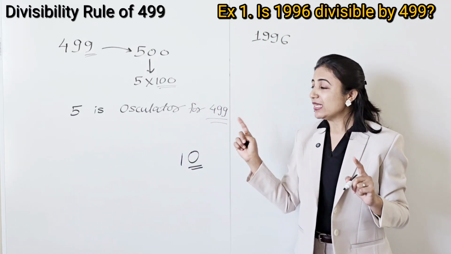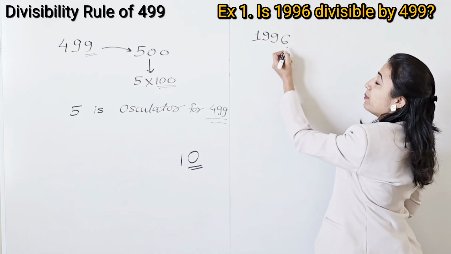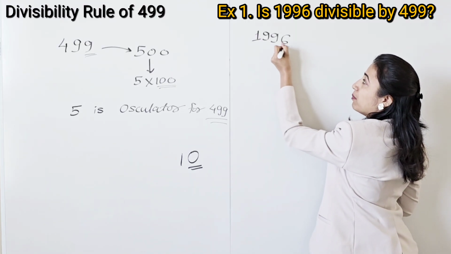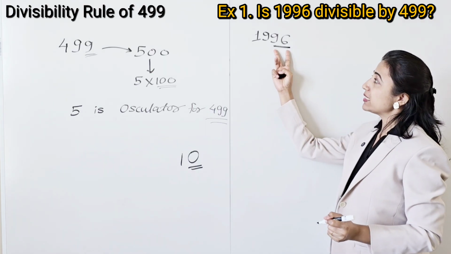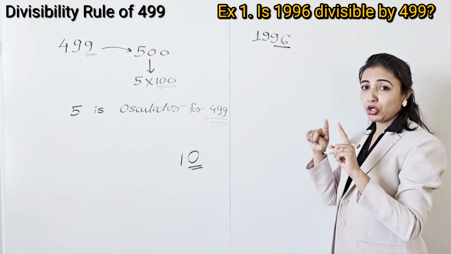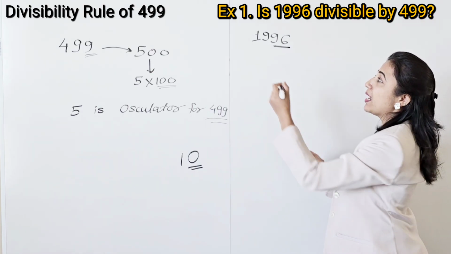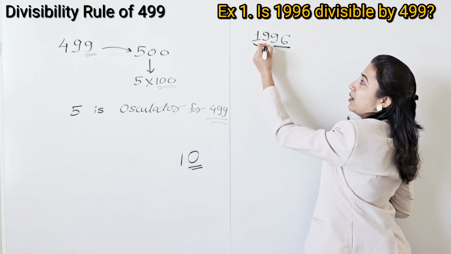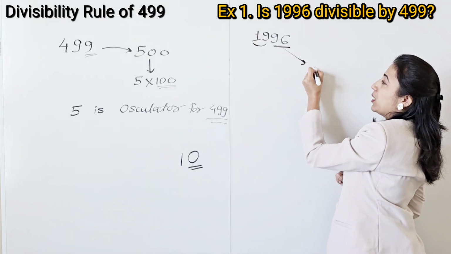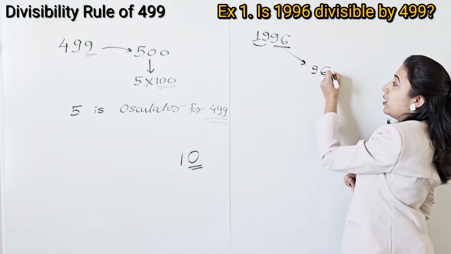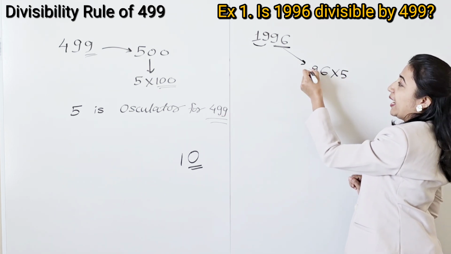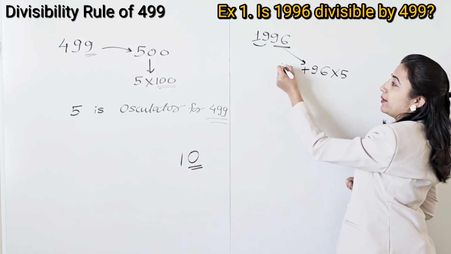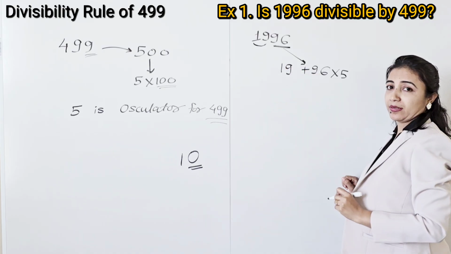That is why, for 499, we break the number into two parts, and this time we have to take the last 2 digits. So we break the number into two parts: the last two digits and the remaining part of the number. We multiply the last two digits by the osculator, that is 5, and add this product to the remaining part of the number.